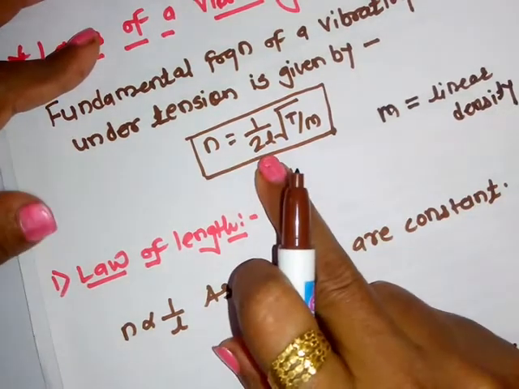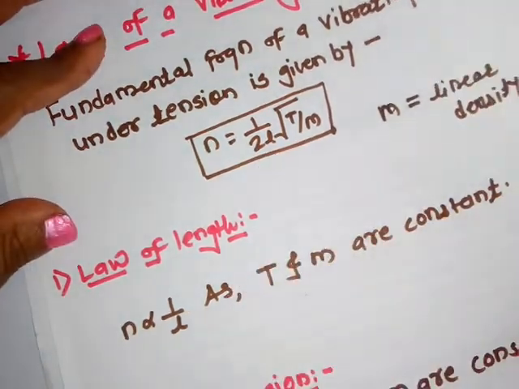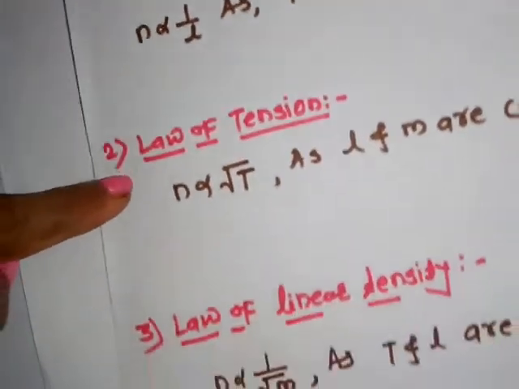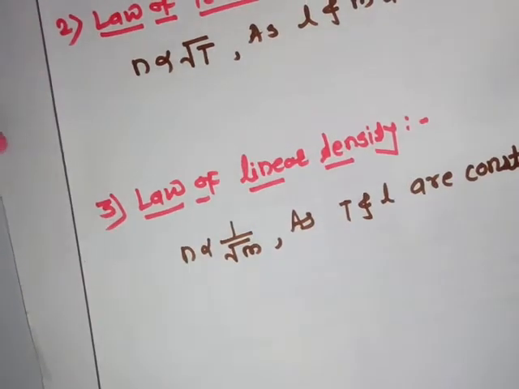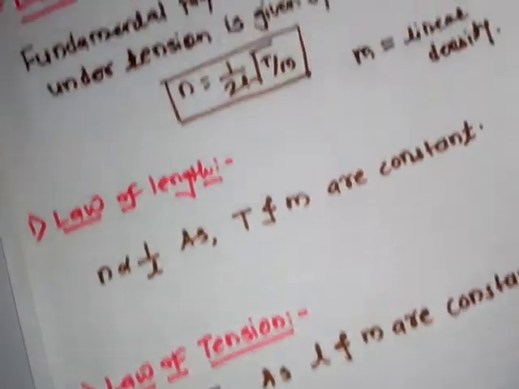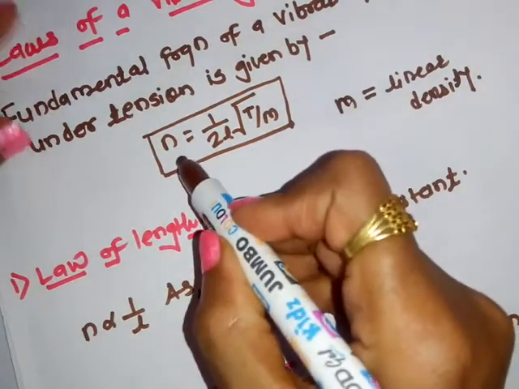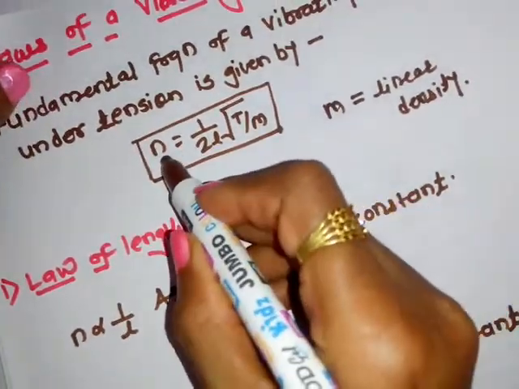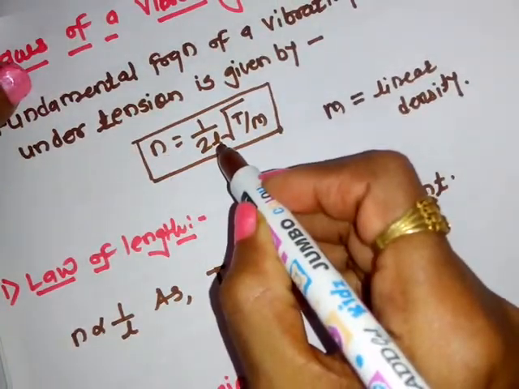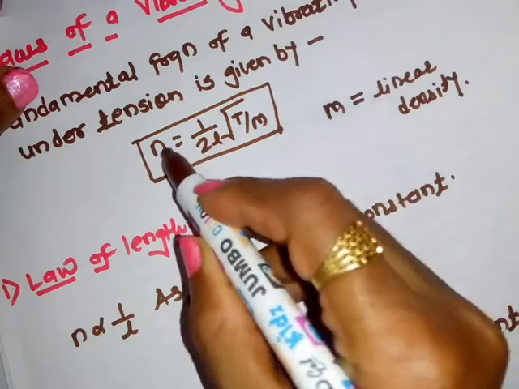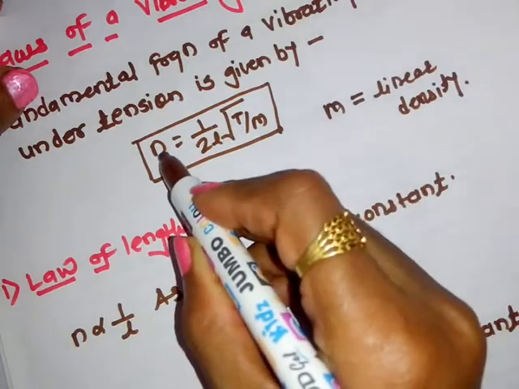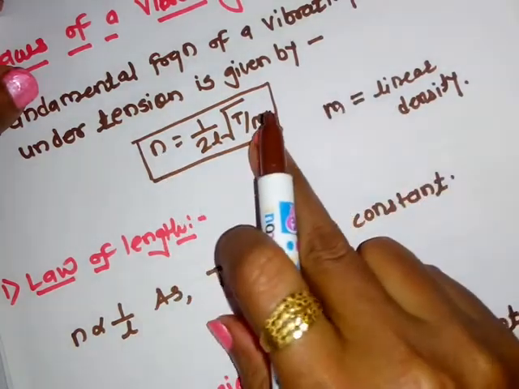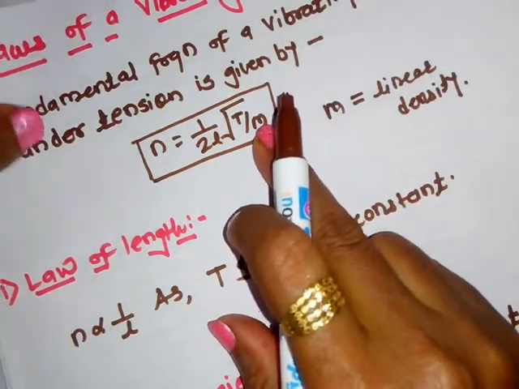Now, from this formula, there are three laws of string. First law is law of length, second one is law of tension, and third one is law of linear density. Now, from this formula, we can also say that n is inversely proportional to the vibrating length, n is directly proportional to under root of T, and also n is inversely proportional to under root of M.